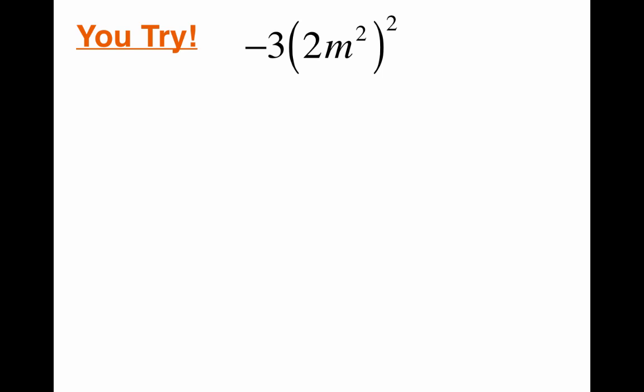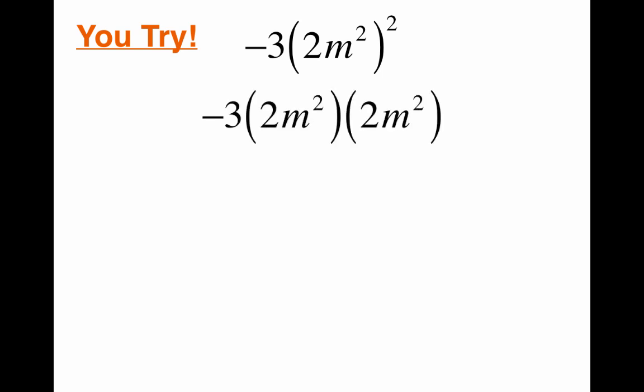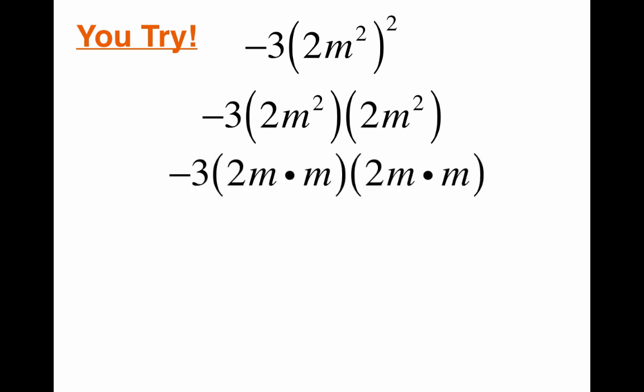All right, should we check your answer? Let's see how you did here. So breaking this out and expanding it means we have 2 parentheses since it was squared, 2m squared and 2m squared. And breaking that down even more, that's 2m times m and 2m times m. Now, we're going to rearrange.